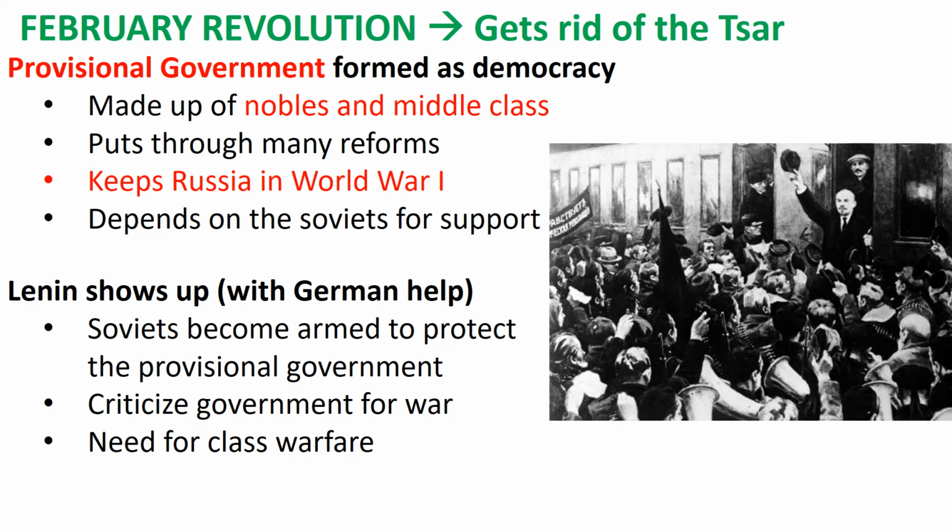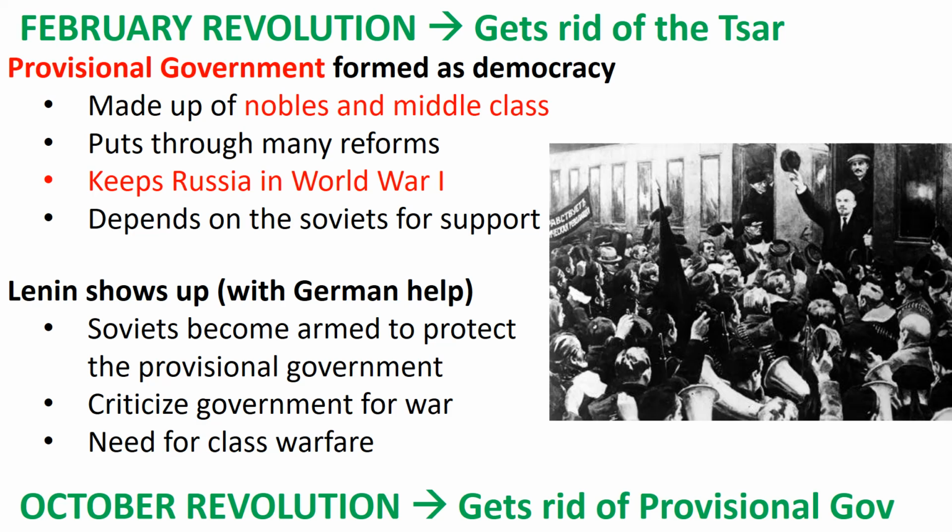There's no difference between these nobles and middle class and the Tsar. He says basically what we need is class warfare. We need the lower classes to put down the nobles and the middle class and take charge. So a scant 6-7 months later, the Bolsheviks revolt violently. They get rid of the provisional government, they arrest them, and the Bolsheviks are in charge.